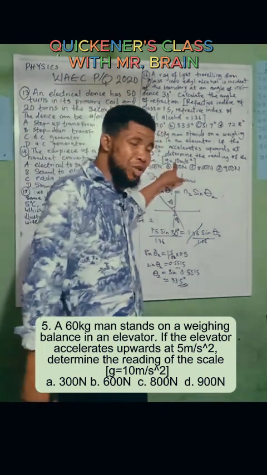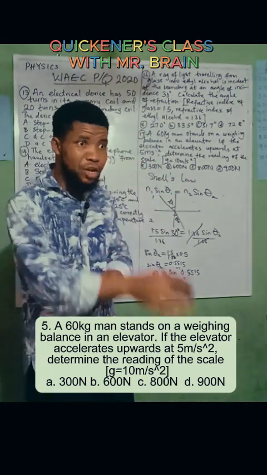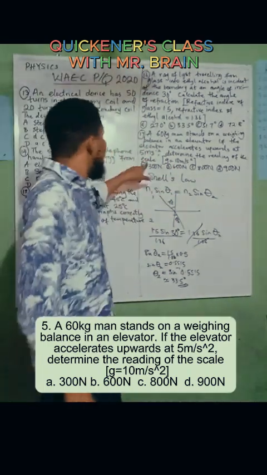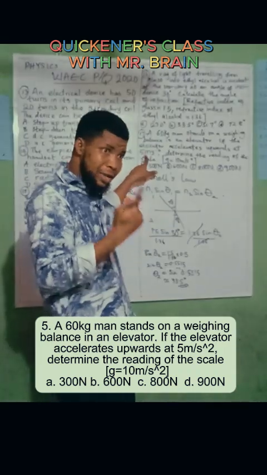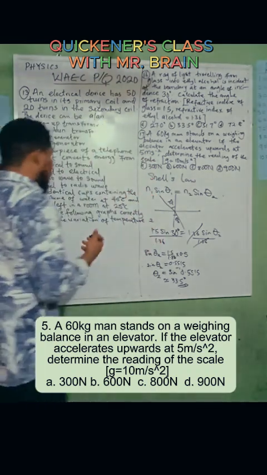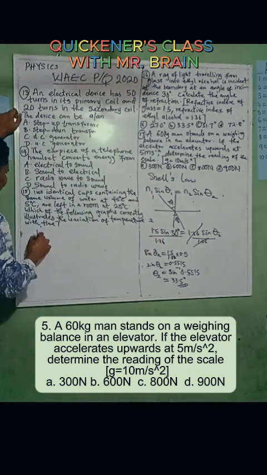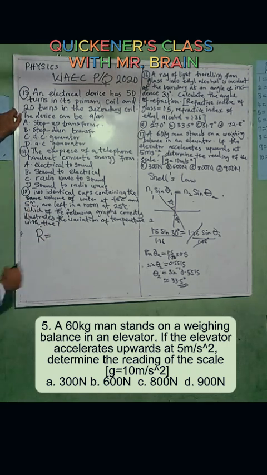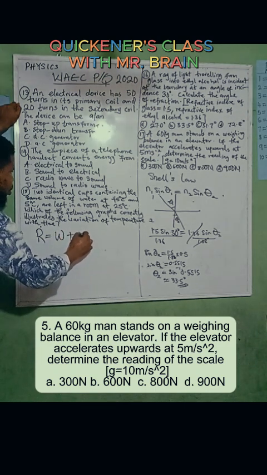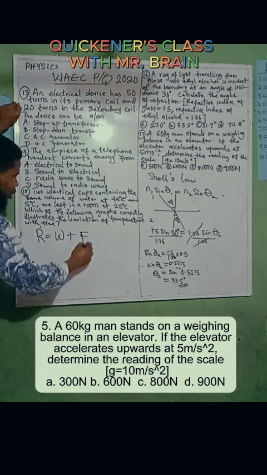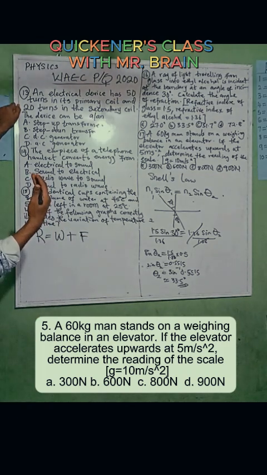The original acceleration is acceleration due to gravity, which gives the weight. Now, this additional acceleration is because the elevator is going upward. So the resultant effect is the weight plus the force as a result of the elevator going upward. That is the additional force that is added to you. Are you getting me now? Good.